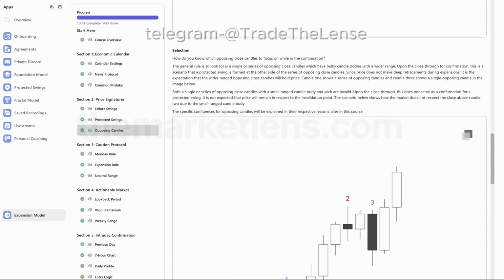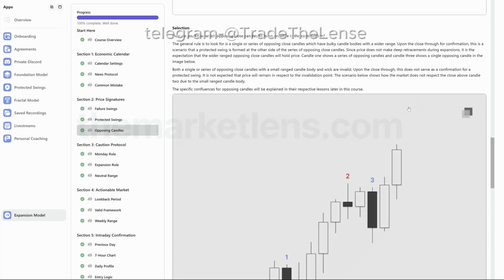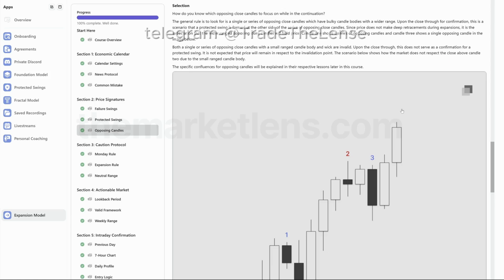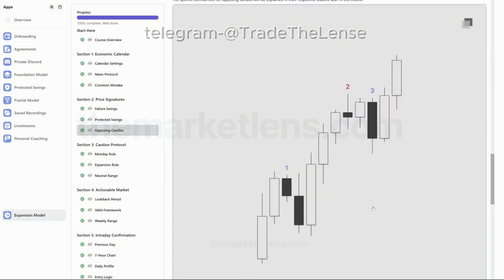And there are some general rules to selecting the opposing candles in a continuation, and there will be some more specifics as this gets into other parts here. But the general rule is that you're looking for either a series or a single opposing close candle that has a bulky candle body, but also one that provides enough range where it will actually protect the opposing side once it closes through. So for example, this is valid, a series. Two down close candles, bulky candle bodies, it's providing a decent range. When it closes above, I would expect that not to return here.